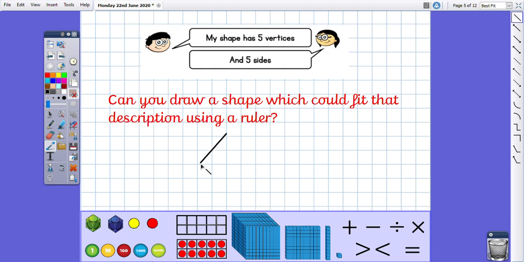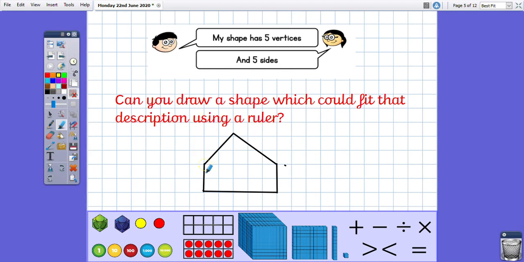So I could have 1, 2, 3, 4, oh dear, 5. So it's got 5 sides and 5 vertices. I wonder if yours looks anything like this. So it's got 1, 2, 3, 4, 5 sides and 1, 2, 3, 4, 5 vertices.